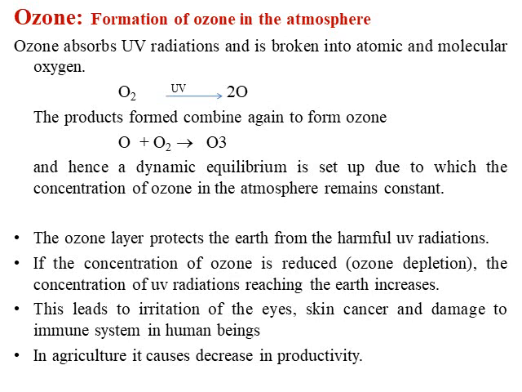Now this ozone layer protects the earth from harmful UV radiation because it absorbs UV radiation in the splitting process. If the concentration of this ozone is reduced, that is what is called ozone depletion. The UV radiations will not be used up, and they will come through the atmosphere to the earth's surface. Now this leads to irritation of the eyes and skin cancer, and damage to the immune system in human beings, and especially in agriculture, it decreases the productivity of crops.